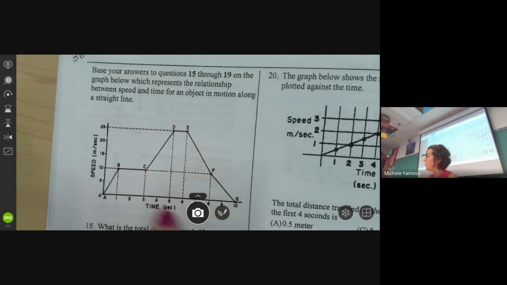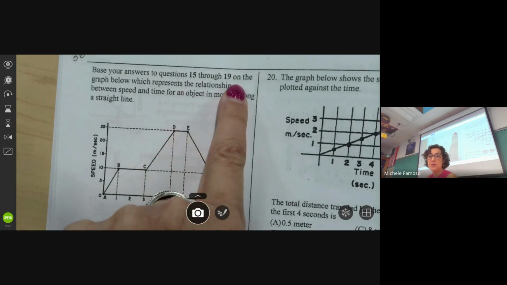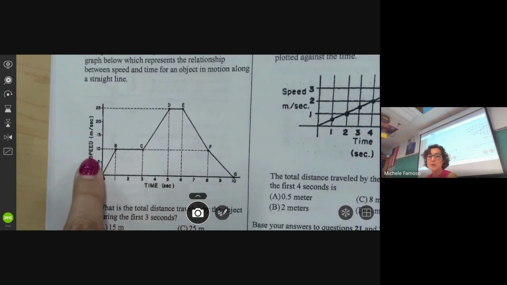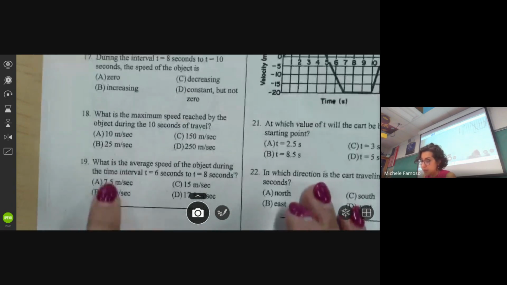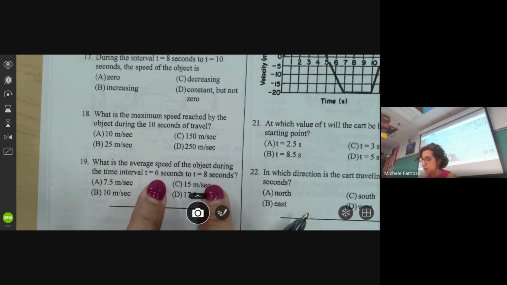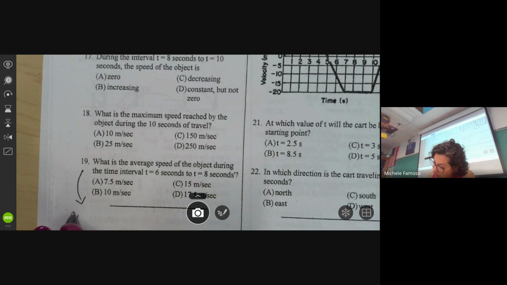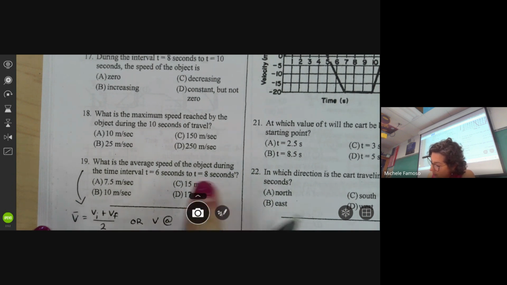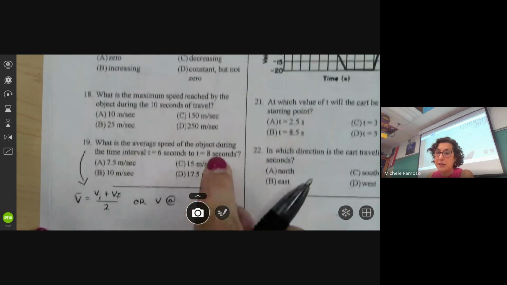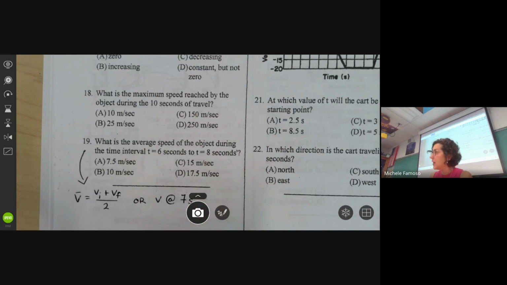And this question comes from this graph here at the top of the page, because this is questions 15 through 19. We're looking at a speed time graph, which is like a velocity time graph. And I'm asking you, what is the average speed between 6 and 8 seconds? There's two ways to do this, Sydney. We can either use v bar is (v_i + v_f) over 2, or you can read the velocity at the middle time. The middle time between 6 and 8 seconds would be 7 seconds. So I'm going to do it both ways.